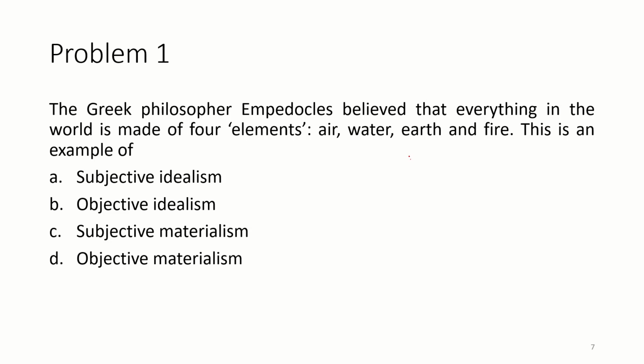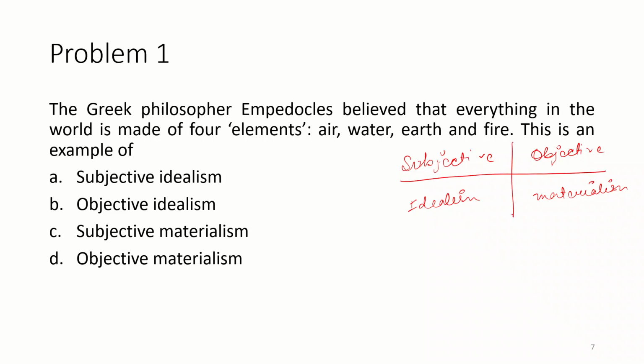Essentially, I was asking if anybody could explain what is subjective, objective, and then we have idealism here, and materialism. These are the four terms that we are discussing. Can anybody explain any difference between subjective and objective?